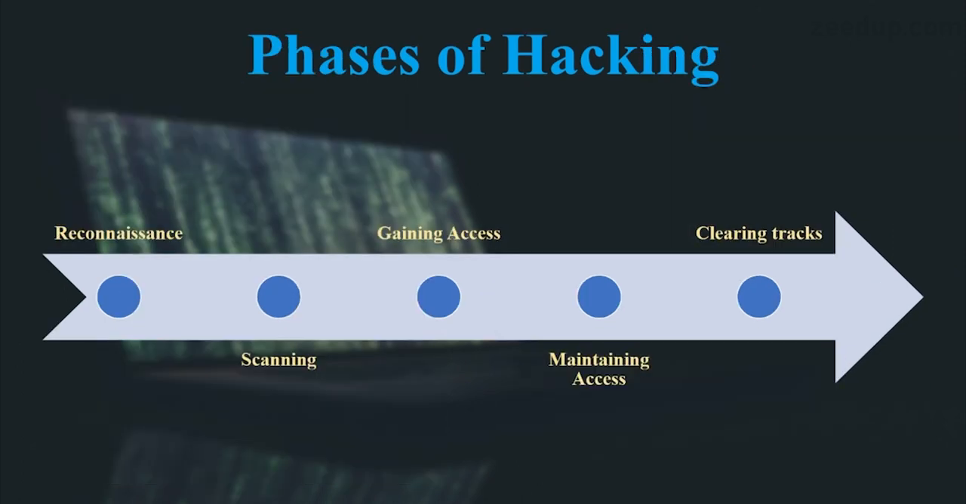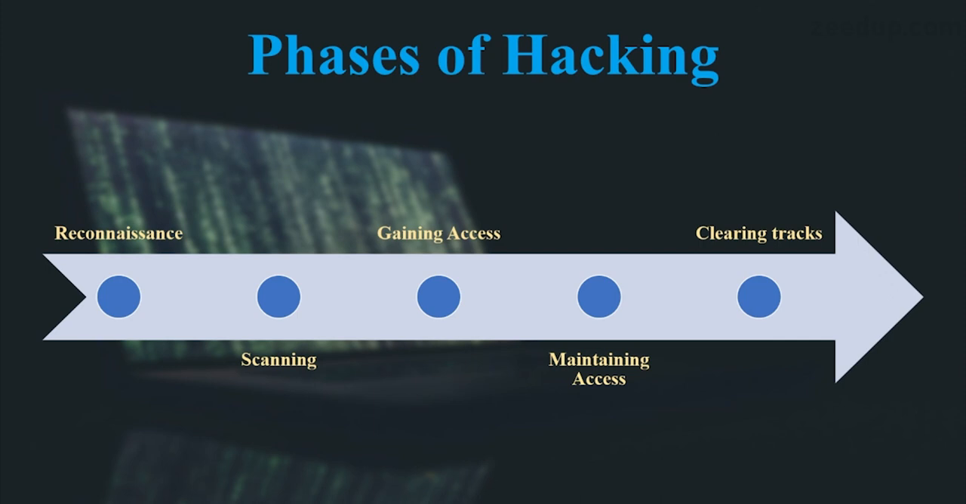Now we have phases of hacking. So let's see what are phases of hacking. First, it is reconnaissance, or we can also call it footprinting. So what is reconnaissance and footprinting? It is just the information gathering phase. So in this phase, we will gain as much information about our target as we can gain.